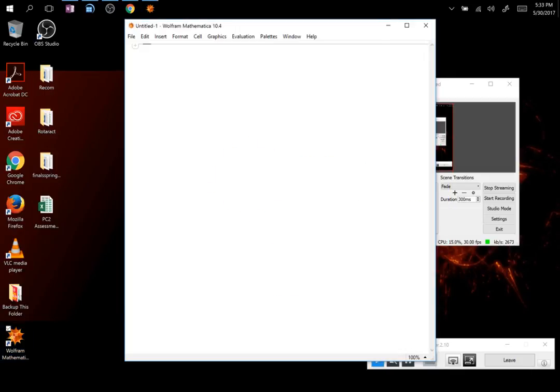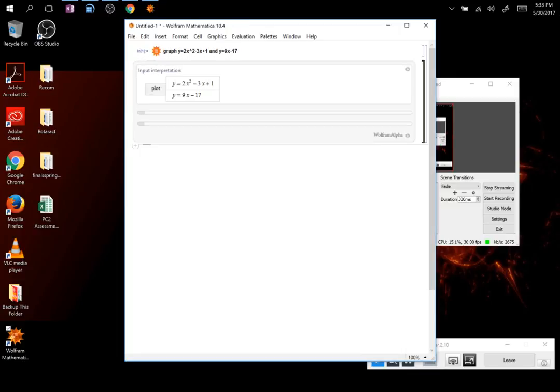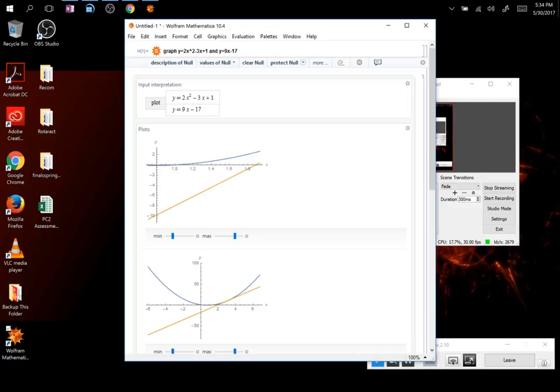So once you're in Mathematica, use this, then we go into a Wolfram Alpha query and say graph 2x squared minus 3x plus 1, and y equals 9x minus 17. I did not put y equals, or you don't have to, but whatever. All right, so this should return a graph with a parabola, and you can clearly see on the bottom picture, which I will make larger.